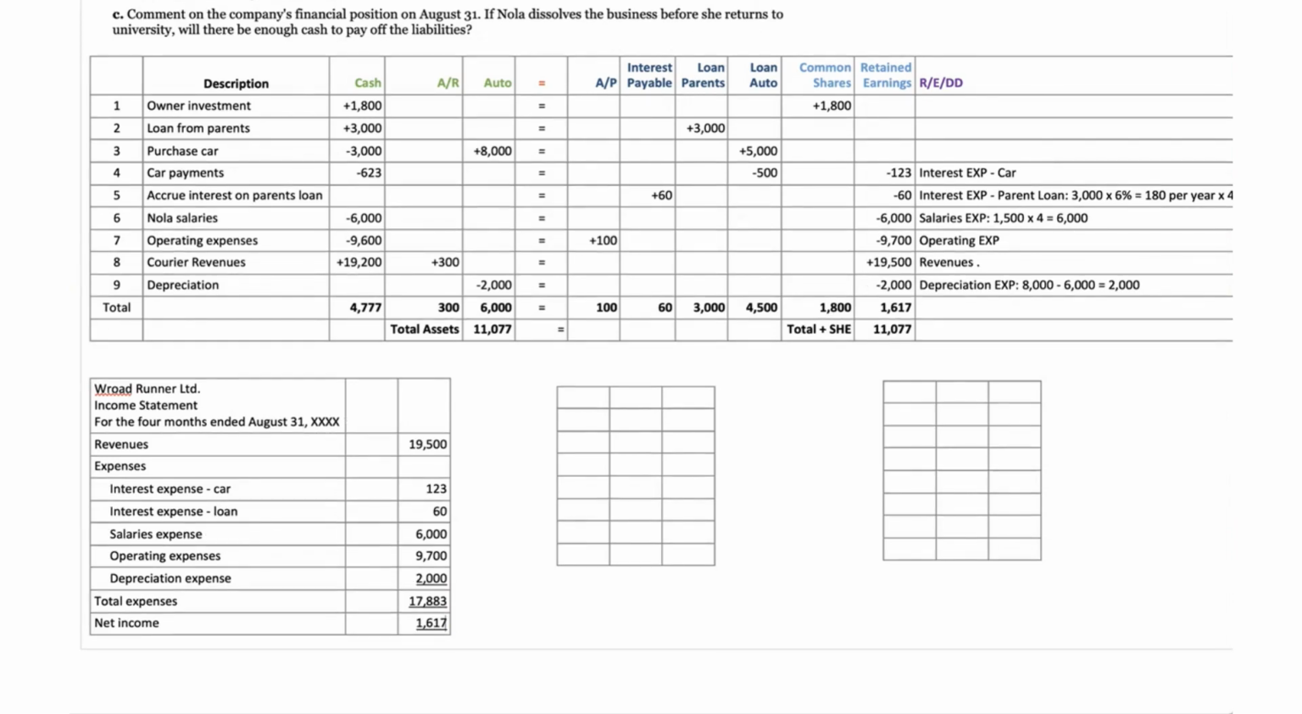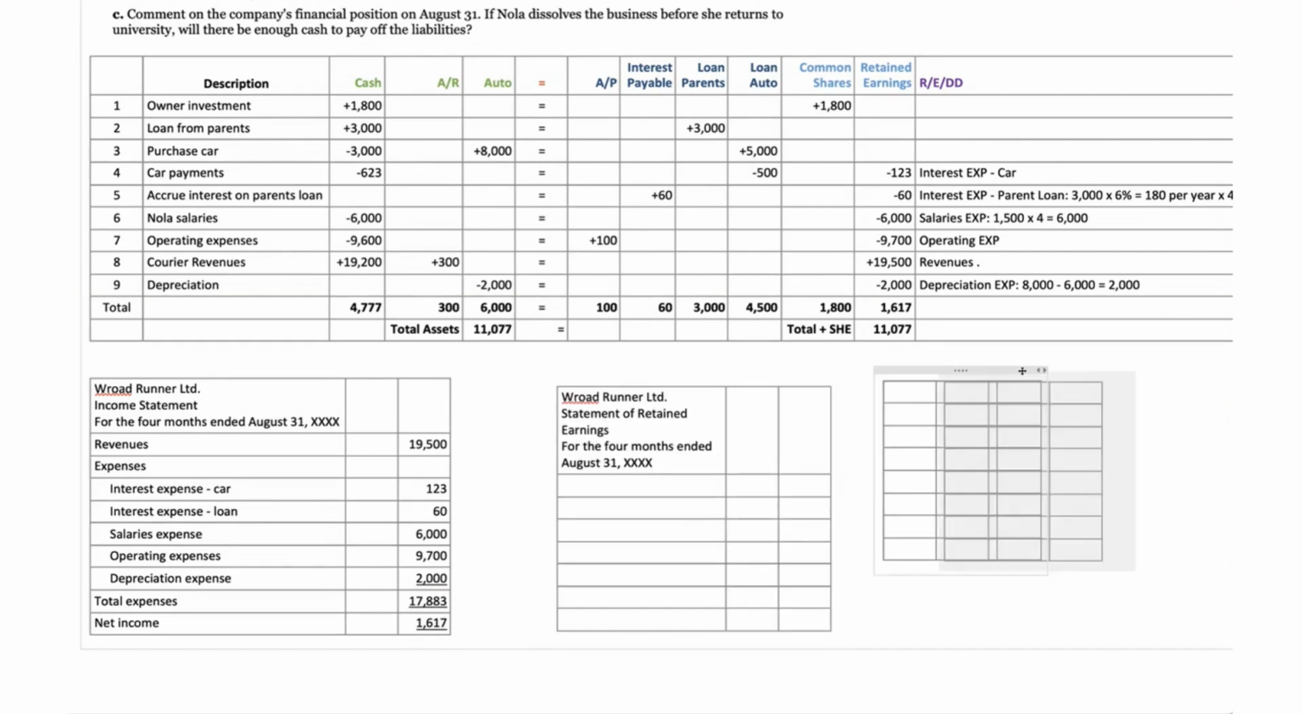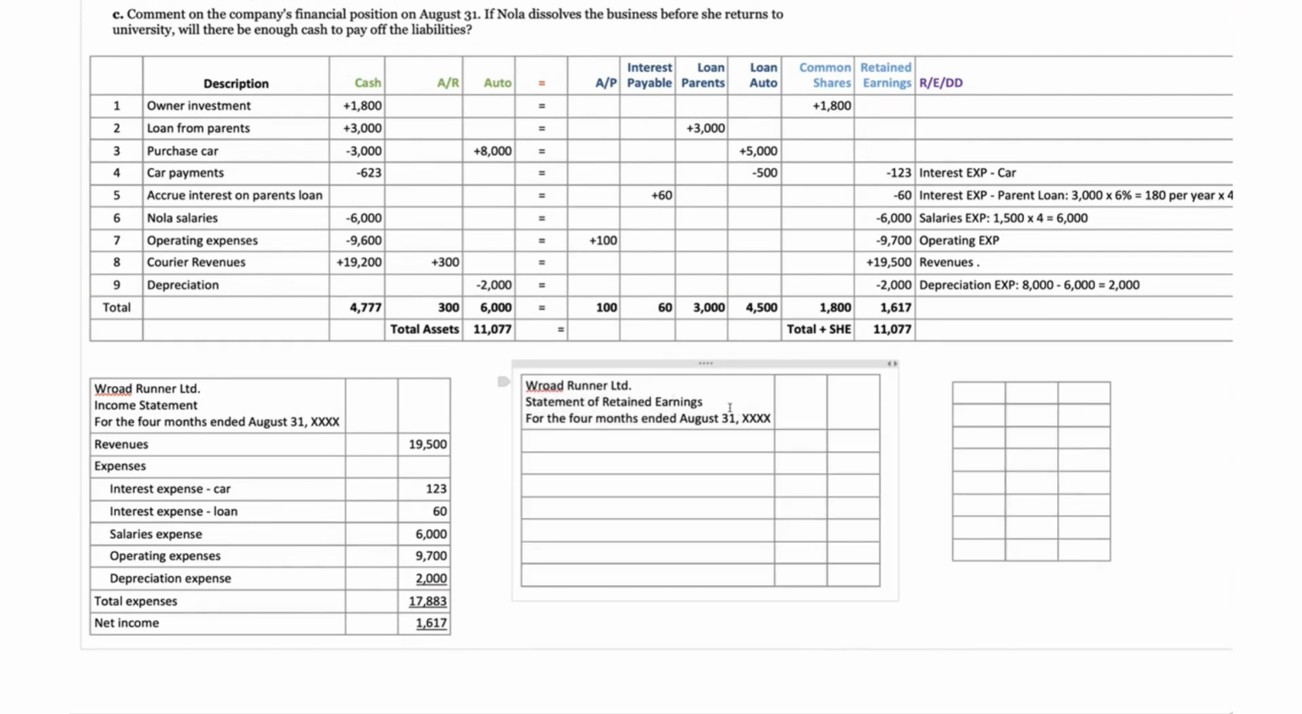The next statement is retained earnings. That's what a statement of retained earnings looks like. The only difference from an income statement is the name of the statement. It also is for the 4 months ended. And the retained earnings statement starts with the beginning retained earnings on May 1st, and we add net income. Right? So our May 1st beginning retained earnings is what? It's 0 because the business is new. So there is no beginning. But I add my net income of 1,617, and that gives me a subtotal.